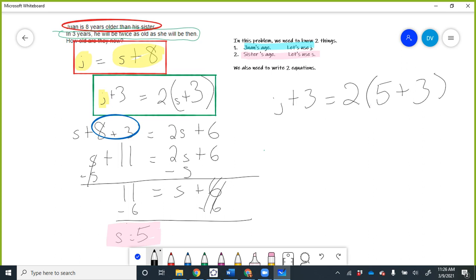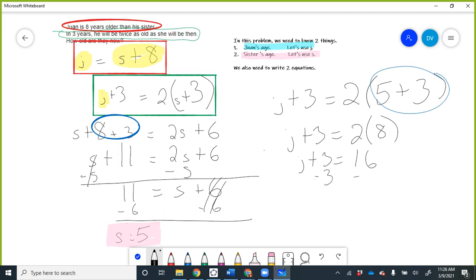Okay. And now we can simplify what we have. 5 plus 3 is just going to be 8. So we're going to have J plus 3 is equal to 2 times 8. 2 times 8 is 16. And since I have added 3, J plus 3, we need to subtract 3 from both sides. If I subtract 3 on this side, I've got to subtract it on that side. And those 3's will simplify. And we'll get that J is equal to 16 minus 3, which is 13.